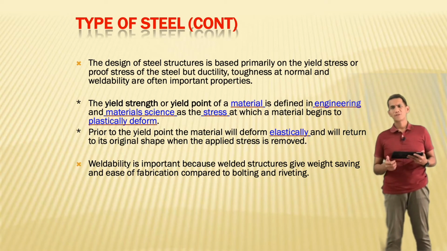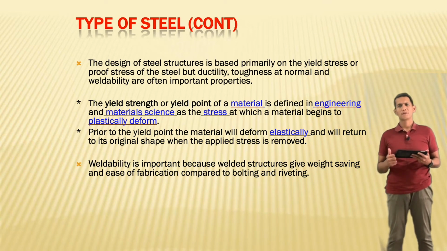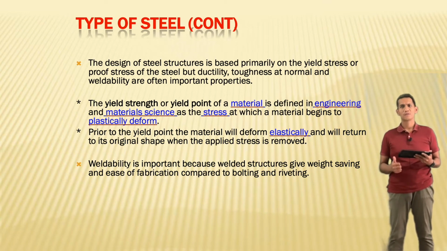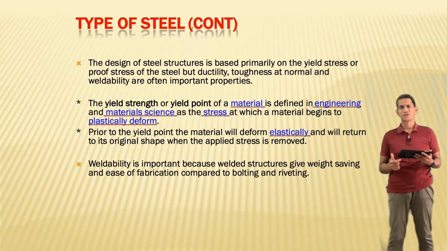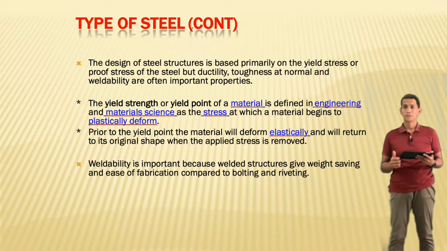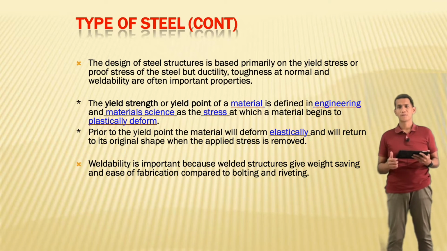The design of steel structure is based primarily on the yield stress or the proof stress of the steel, but ductility, toughness, and weldability are often important properties. The yield strength, or yield point of a material, is defined in engineering and material science as the stress at which a material begins to physically deform. That means it changes from elastic to plastic.